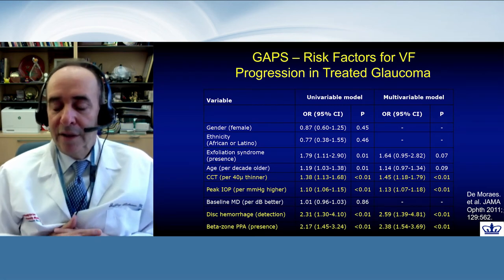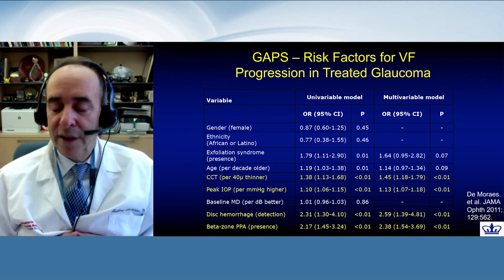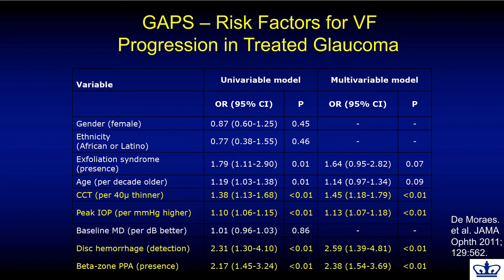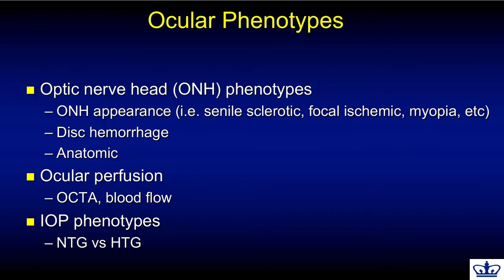Along with colleagues here, and Gustavo de Moraes, looking at a database of 40,000 patients at 140,000 fields, we see that both disc hemorrhage and beta zone parapapillary atrophy at the bottom of this chart, both are independent risk factors for disease progression and need to be inspected in every glaucoma patient. So in addition to those optic nerve phenotypes, there are perfusion abnormalities of the optic nerve and, of course, difference in intraocular pressure range.